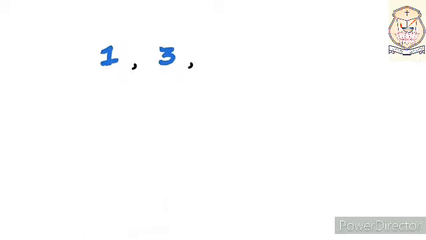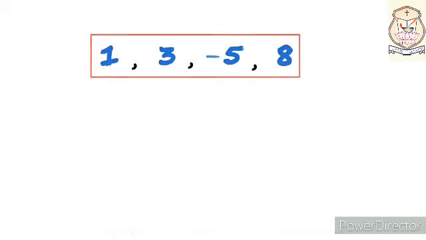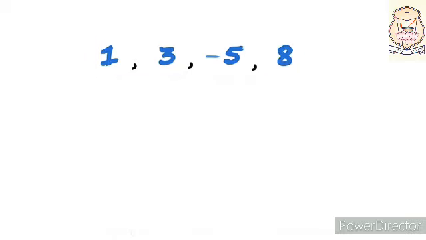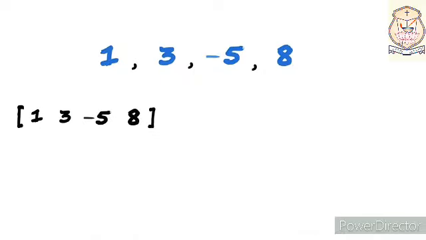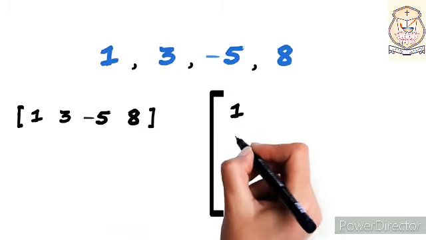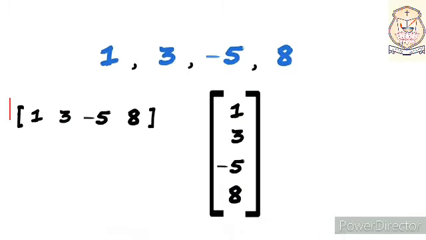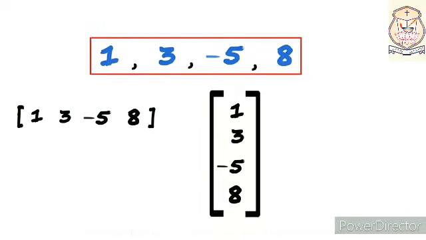1, 3, -5 and 8. This is just a row of 4 numbers, and this can be represented in different ways. We can write it as an array of numbers horizontally like this, or we can write it as an array of numbers vertically like this. The first part, as you can see, has 1 row and 4 columns, and the second part has 4 rows and 1 column.